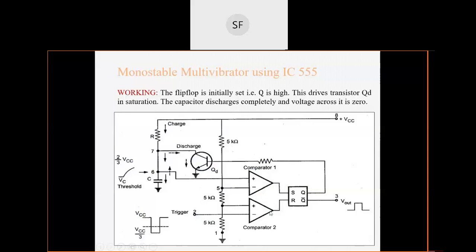है ना. जब आपका आउटपुट कंपेरेटर 2 का 1 आएगा तब क्या होगा? Q will be 0 and Q bar will be 1. So again, जब Q आपका 0 हो गया तो क्या होगा? आपका ट्रांजिस्टर कट ऑफ में चला जाएगा. कट ऑफ में चला जाएगा तो it will act as an open circuit. ओपन सर्किट अगर एक्ट करेगा तो क्या होगा?